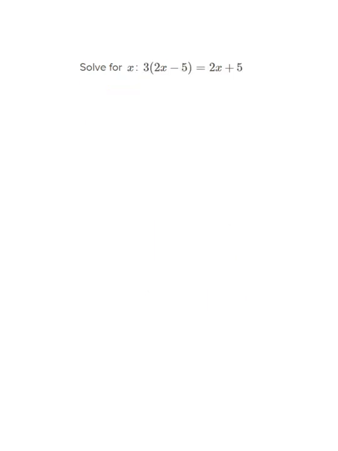Okay, here is our next example. The directions are the same. Solve for x. And the equation is 3 times the quantity 2x minus 5 equals 2x plus 5. So what this equation means is I have 3 times 2x minus 5 equals 2x plus 5.